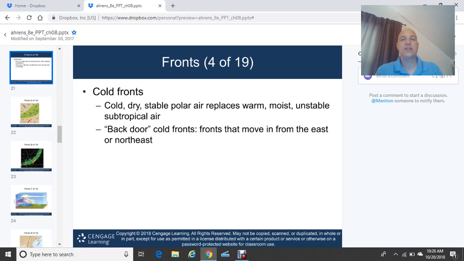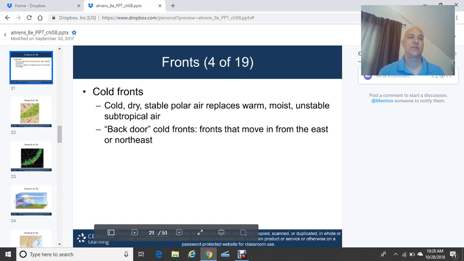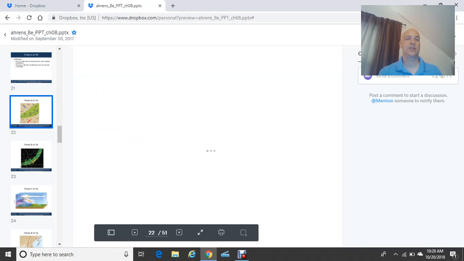Normally cold fronts in the United States will move from northwest to southeast, but in the case of a backdoor cold front, they are typically associated with maritime polar air masses, and the cold front will actually come from New England and go down the east coast of the United States from a north-northeast to a south-southwest direction. So those are kind of unique, backdoor cold fronts.